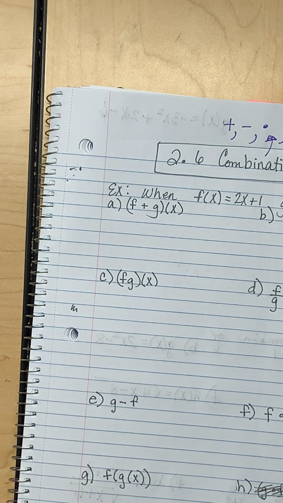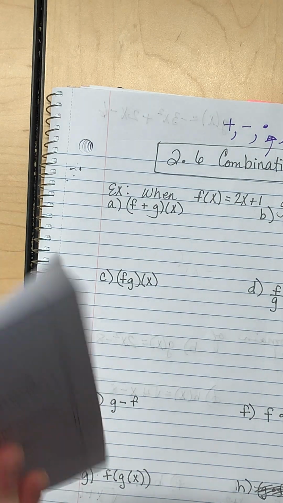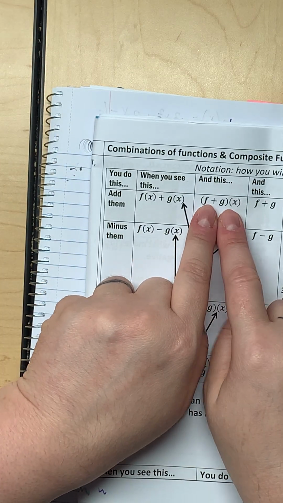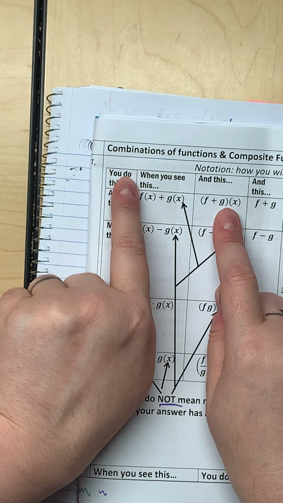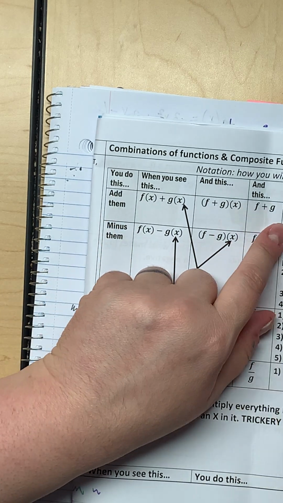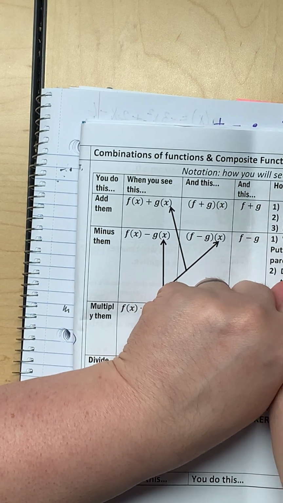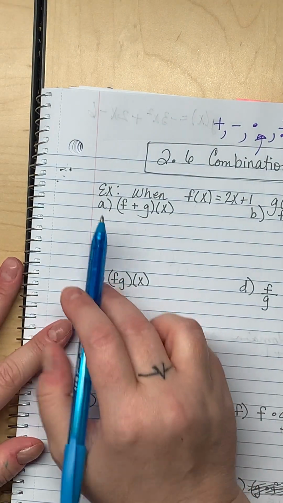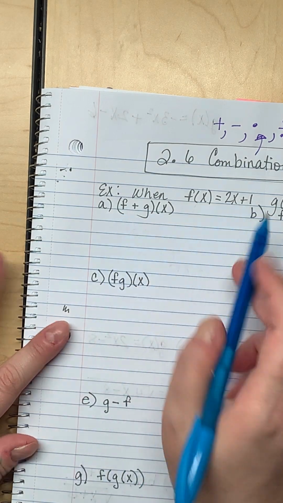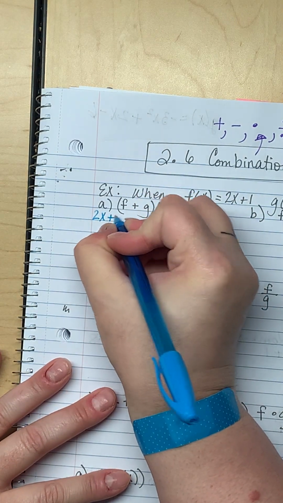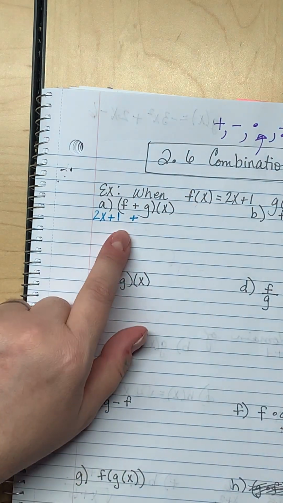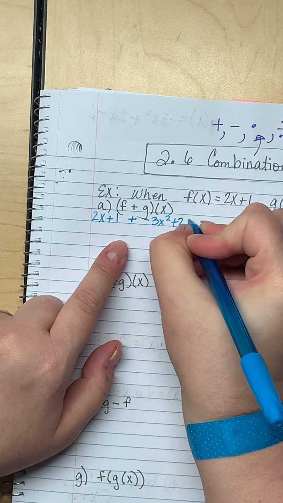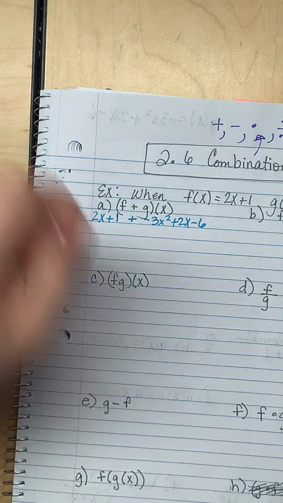So first, part A says f plus g parentheses x. So when I see f plus g parentheses x, I do add them, and how I do it is I write something plus something, and then I combine like terms. Okay, let's go. So I'm going to write my f thing, 2x plus 1, then a plus sign, and my g thing, negative 3x squared plus 2x minus 6. Then I combine like terms.